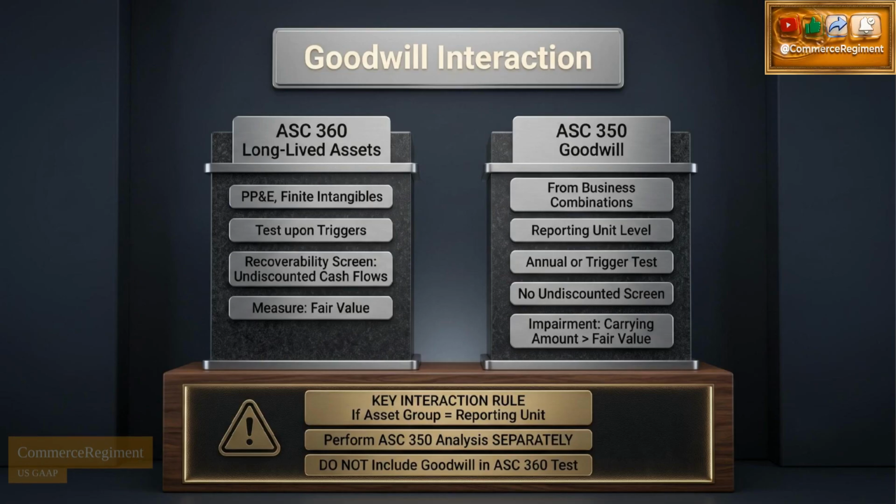Goodwill must be kept separate from ASC 360 impairment testing. Goodwill is tested under ASC 350 at the reporting unit level using its own impairment model. ASC 360 applies to long lived assets such as PPE and finite lived intangibles. The two standards may interact when the asset group corresponds to a reporting unit, but the model should not be blended. Do not include goodwill in the ASC 360 carrying amount for the long lived asset group test. Mixing impairment models is like mixing two recipes and then wondering why the cake tastes like a spreadsheet.